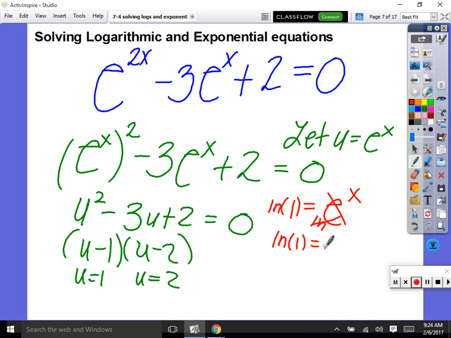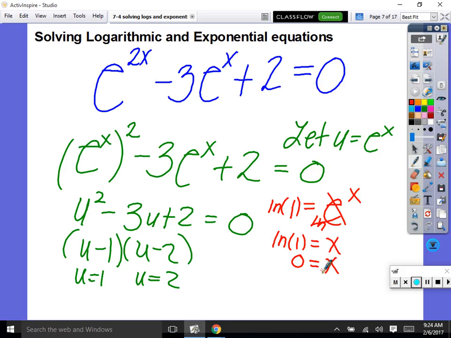0. Good. That's literally Miss Summers came in and said, my calculus students can't tell me what ln of 1 is. What is it right away? 0, guys. Any base, any log of 1 is 0, right? So we have ln of 1 equals x. So 0 equals x.